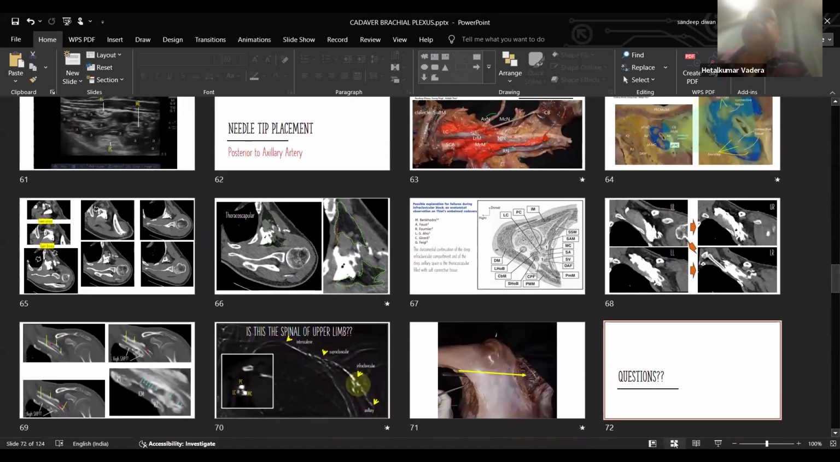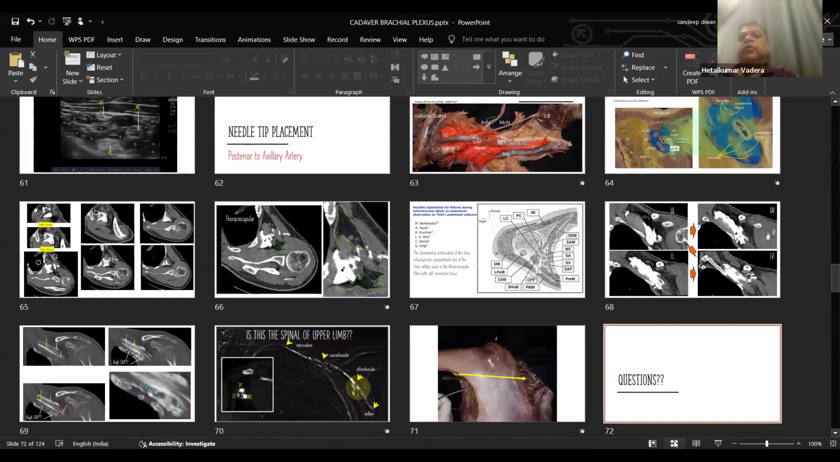paracoracoid approach, with a single injection, you get a good effect for all three cords. So earlier with PNS guided blocks, we were used to stimulate the posterior cord and inject a higher volume, like 30 ml. So with ultrasound guided block, how much volume is required for blocking all three cords?